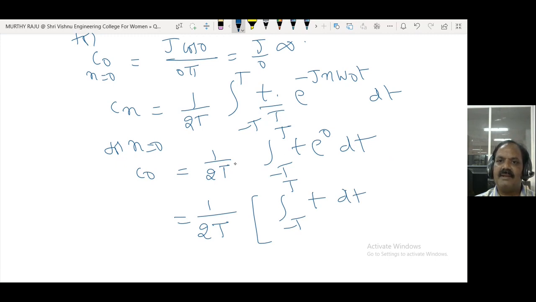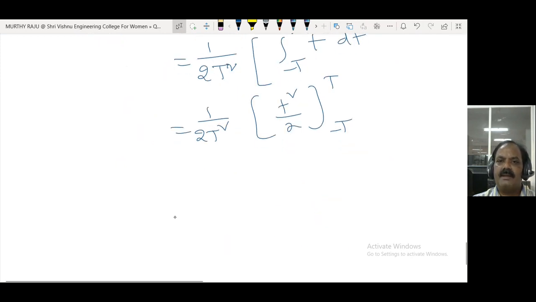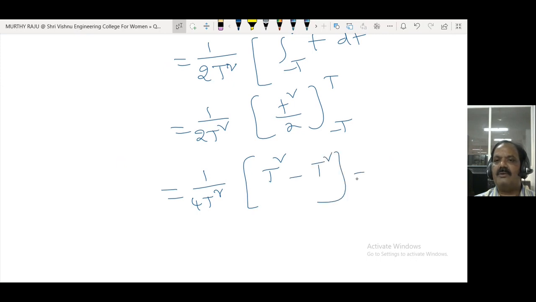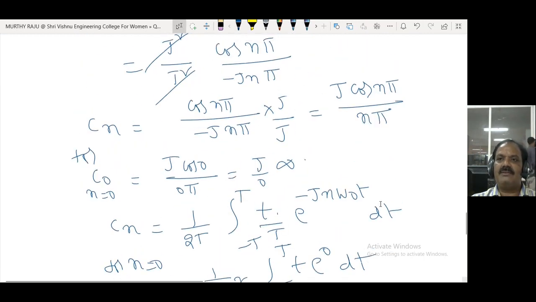Here t bring outside 2t square, 2t square. 1 by 2t square, t square by 2, t2 minus t. That is equal to 1 by 4 t square, t square minus t square. That is equal to 0. C0 is equal to 0. Therefore, Cn is equal to j cos n pi.